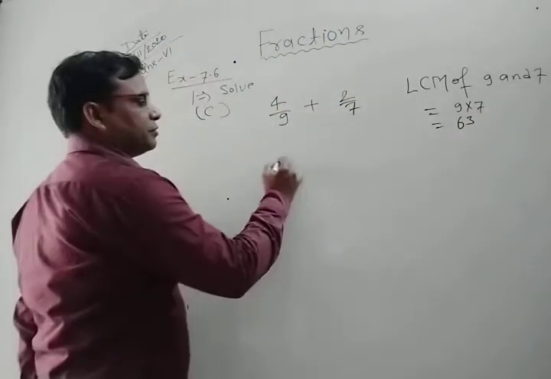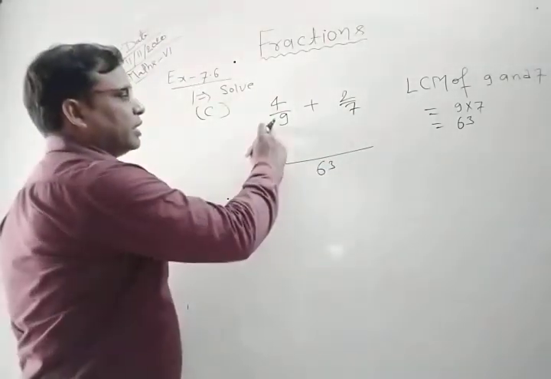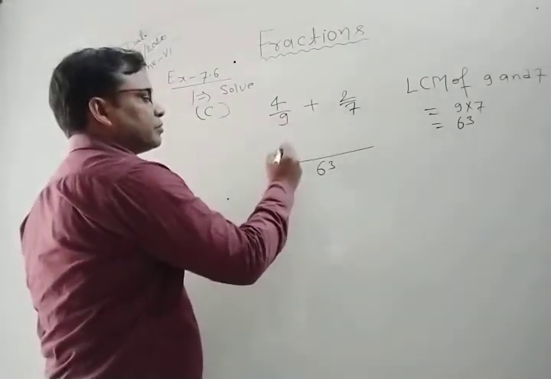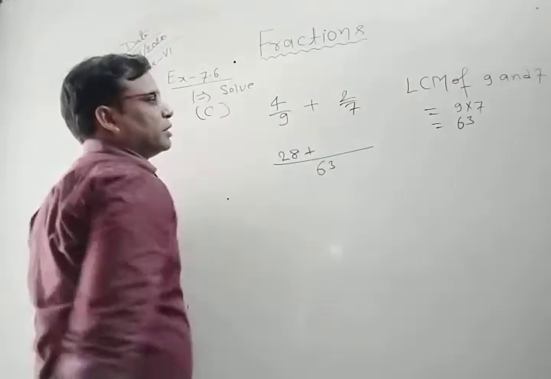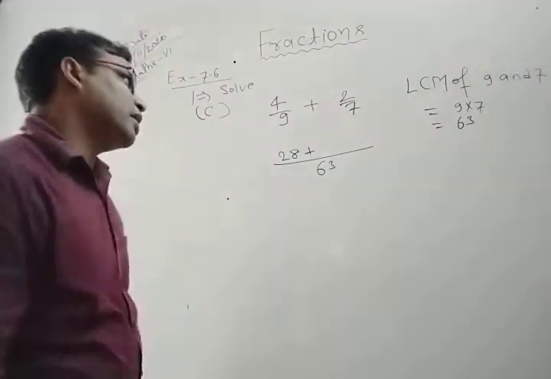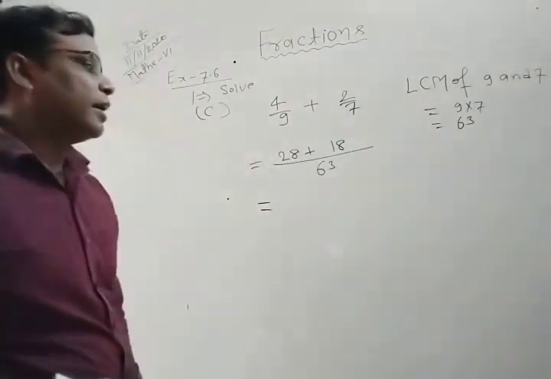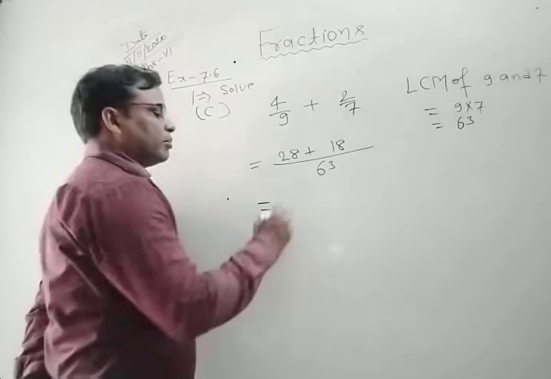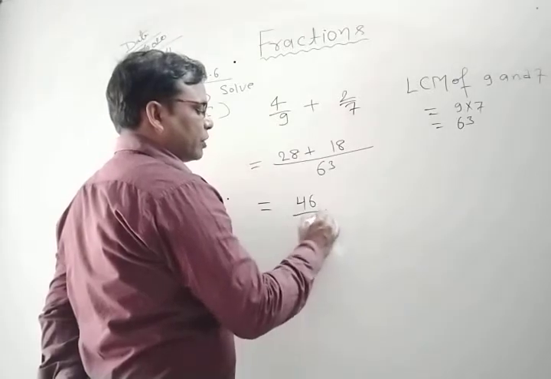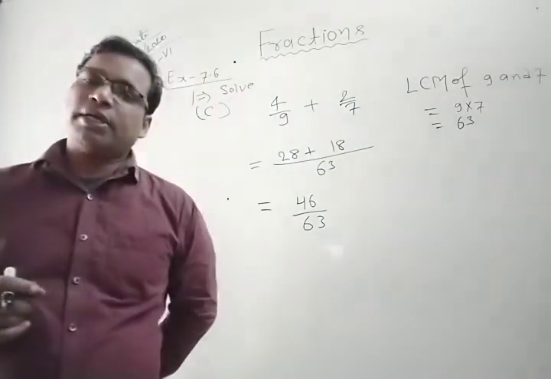So you can write here 63. If you divide 63 by 9, then we obtain 7, and 7 times 4 is 28. Okay, plus if you divide 63 by 7, then you obtain 9, and 9 times 2 is 18. Clear? And when you add them, then you obtain 46. So you obtain 46 by 63. You can see in each rule you find 46 by 63.